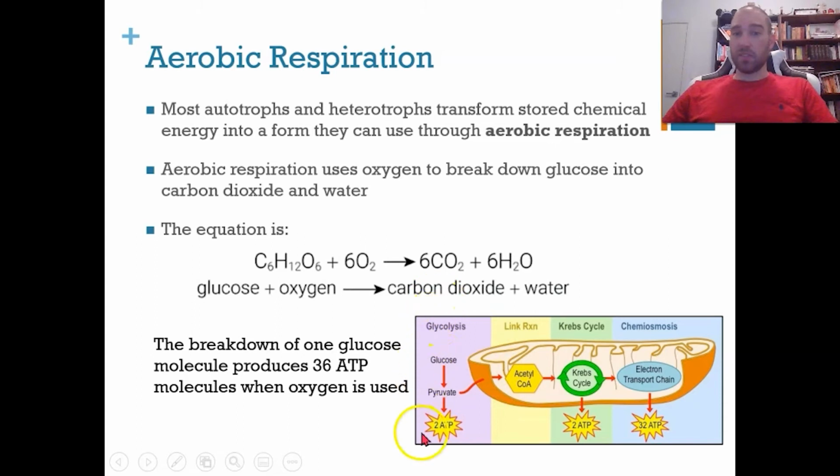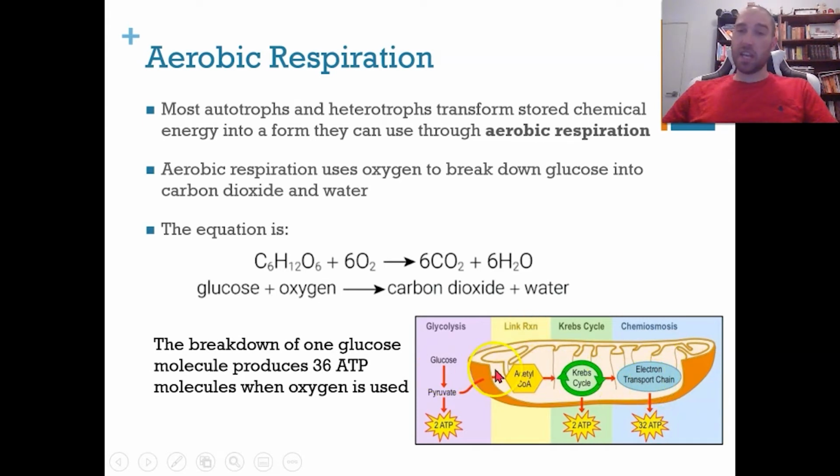The first step is called glycolysis. This is where glucose is turned into pyruvate, and this process happens in the cytoplasm, and that produces two ATP molecules from an ADP and a P. From there, the pyruvate feeds into several different reactions. Pyruvate is converted into acetyl-CoA, which then feeds into the Krebs cycle, and products from the Krebs cycle feed into the electron transport chain.